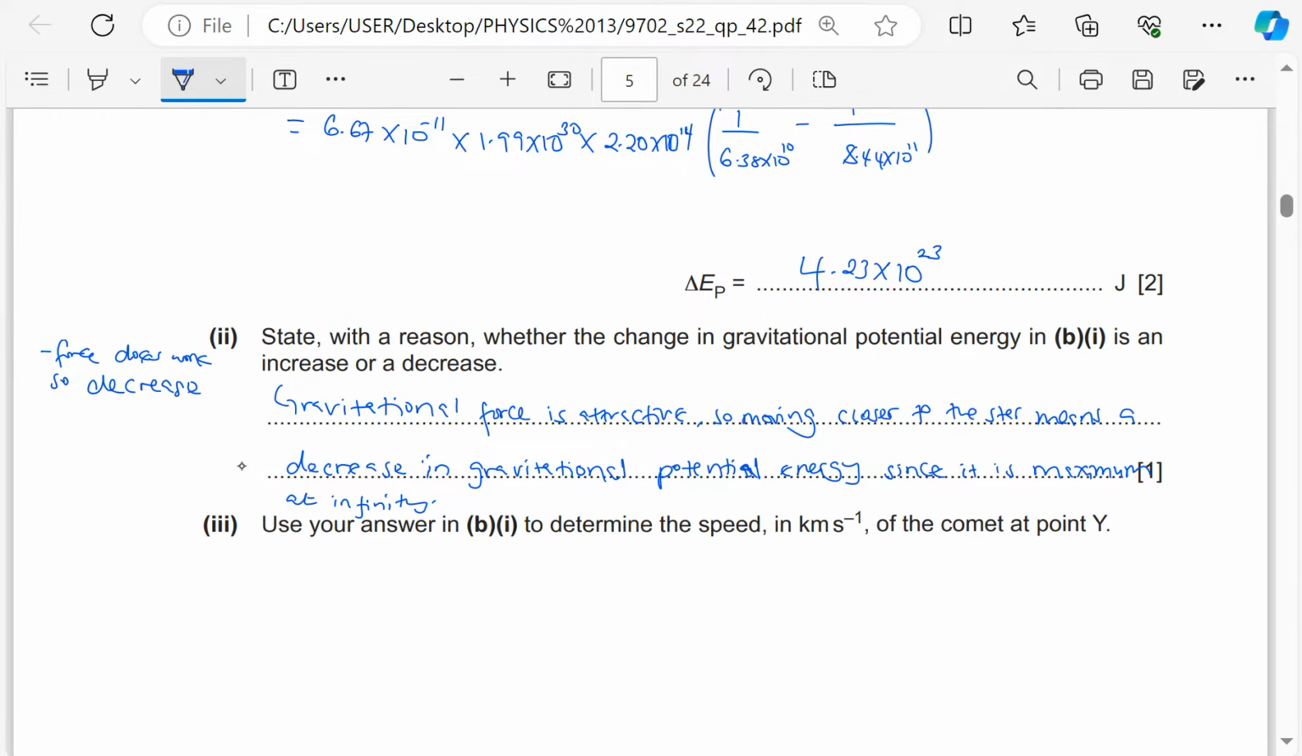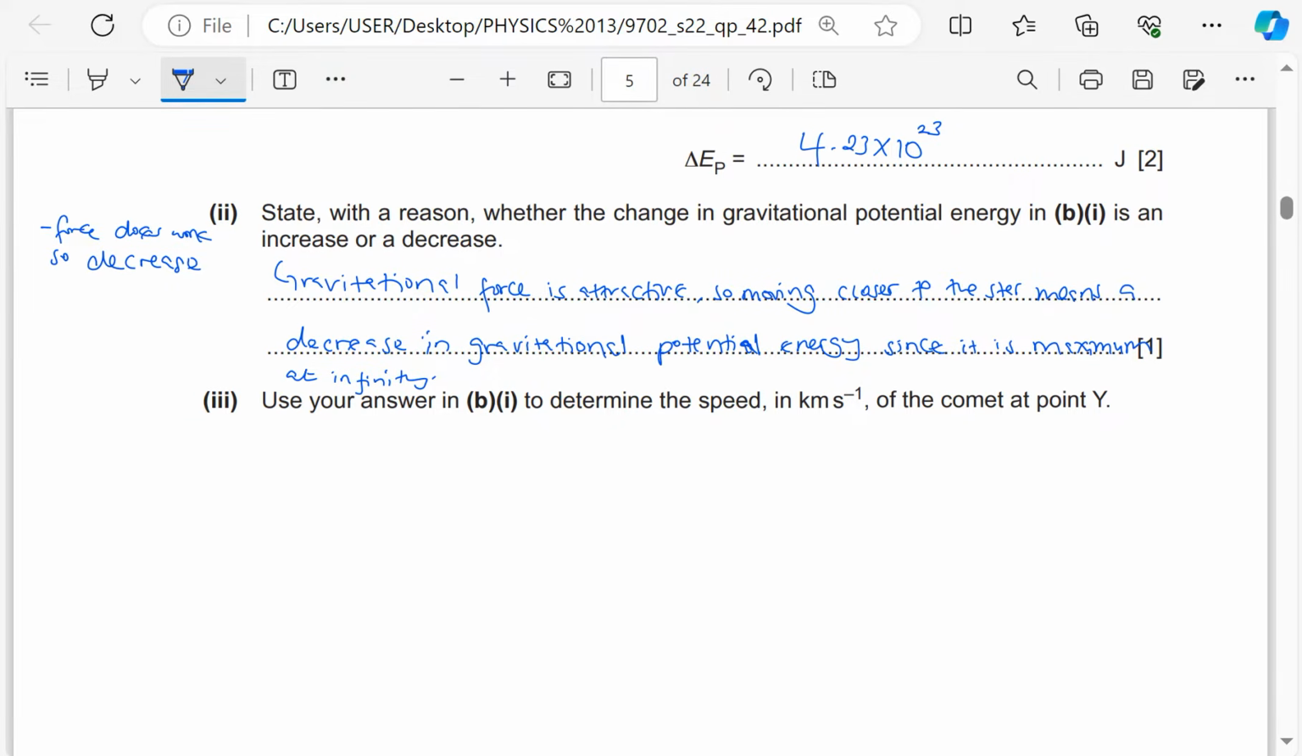Next time the question will be when the gravitational potential energy increases, or when the comet moves away from the star. If the comet moves away from the star, work is done against the force. And remember, the force is attractive. So if work is done against the attractive force, the work done is going to be positive. The work done causes an increase in gravitational potential energy because it is maximum at infinity. And remember, at infinity, it is 0.